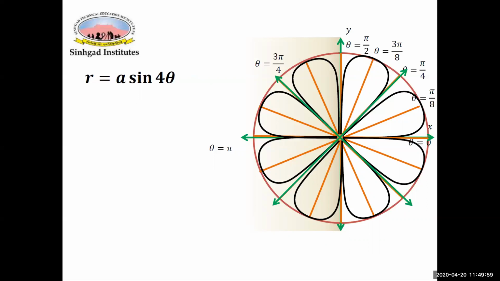And if n is even, keep alternate sectors empty. And if n is odd, draw the loops consecutively. So these 4 points will give you a clear idea of how to draw the rose curve.